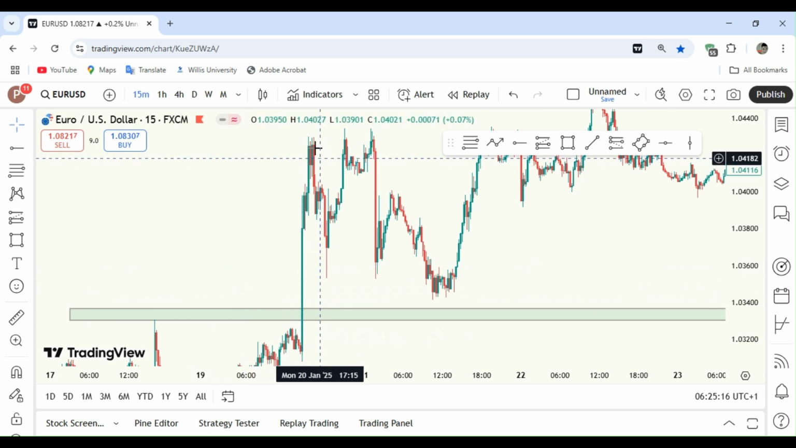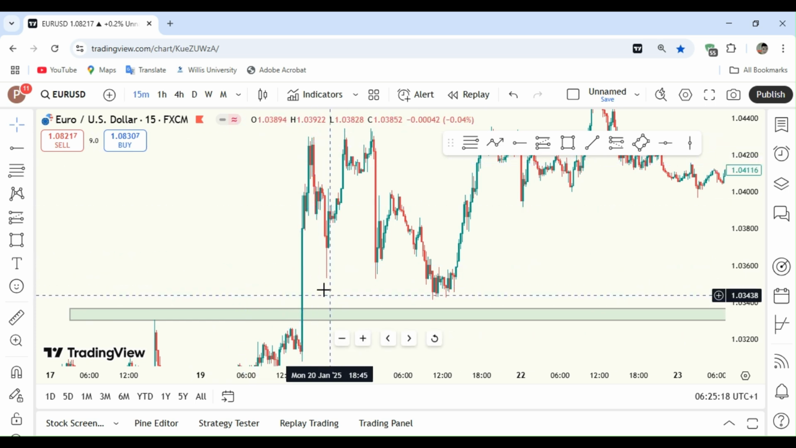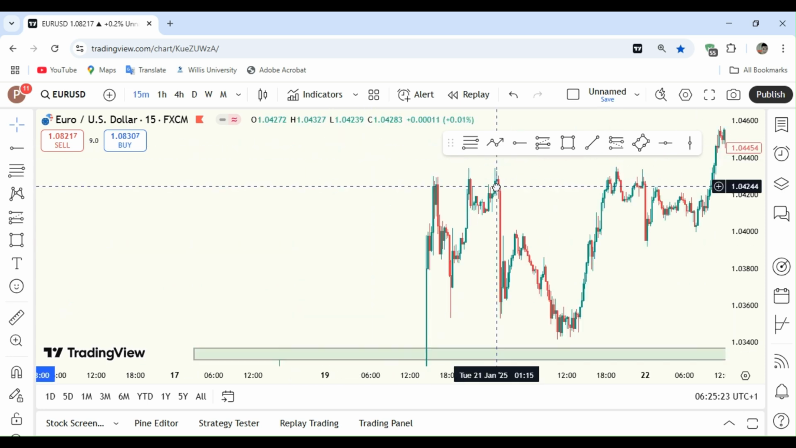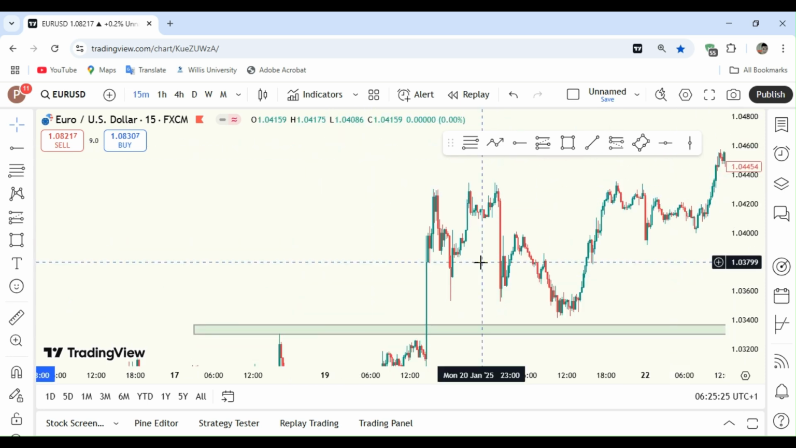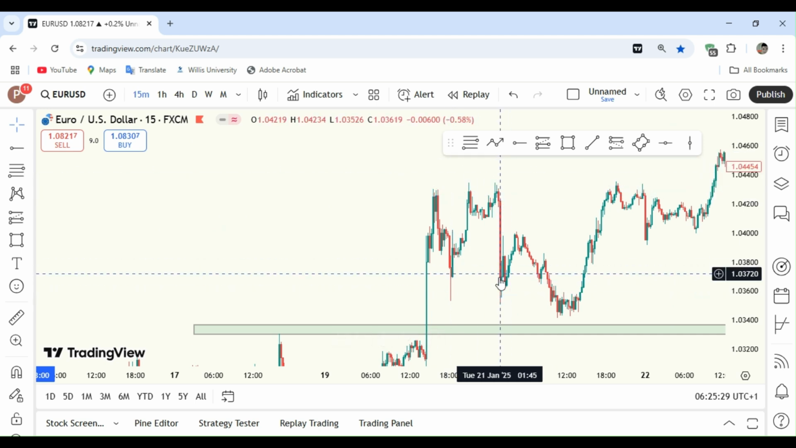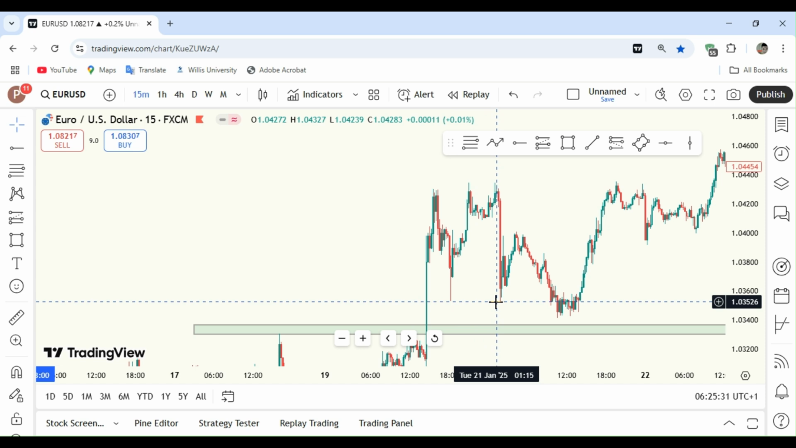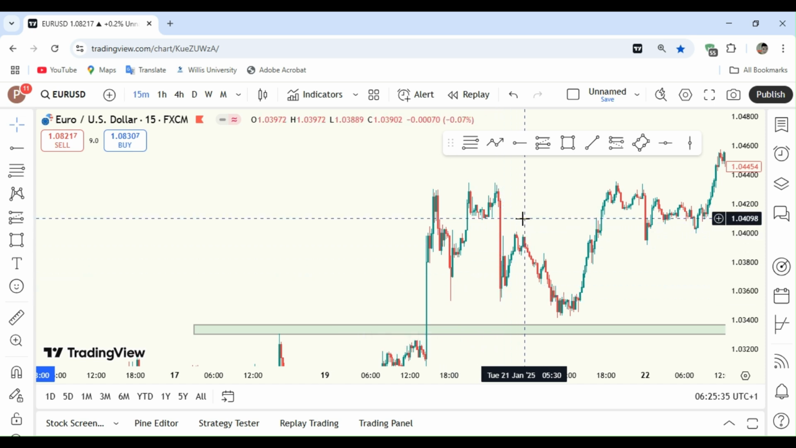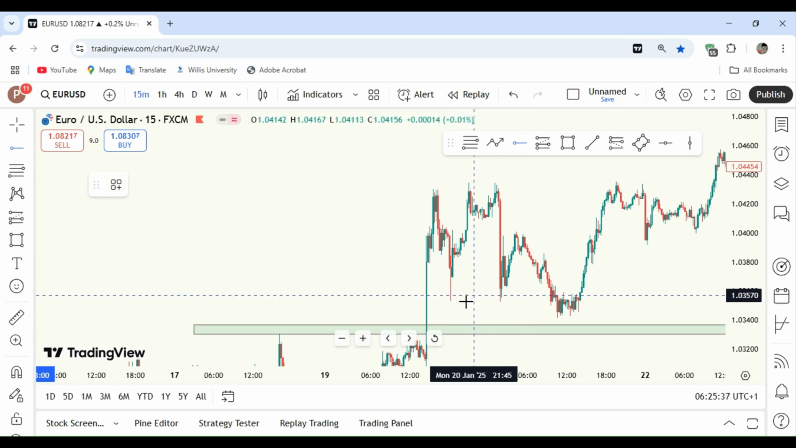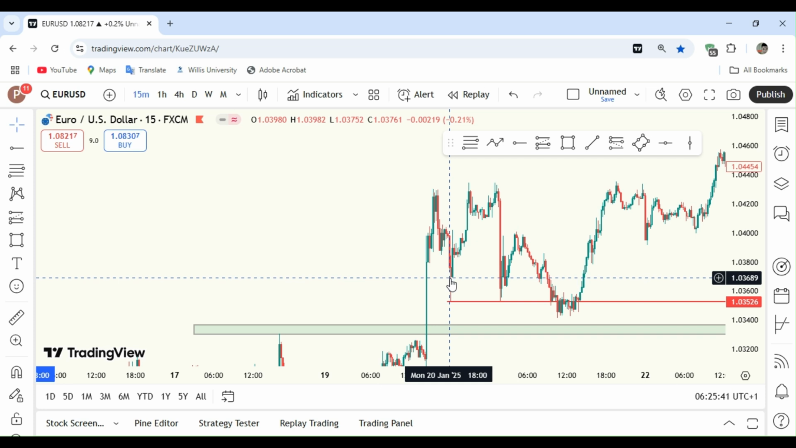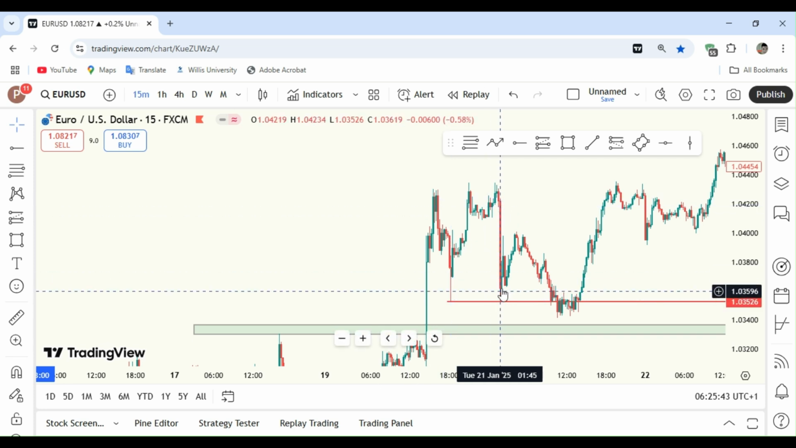Price broke out, came shy of this level, and then came back to retest this level, and it rejected. Simply looking at this, we can see that price has rejected off this level twice. It came here, rejected, came here, rejected.